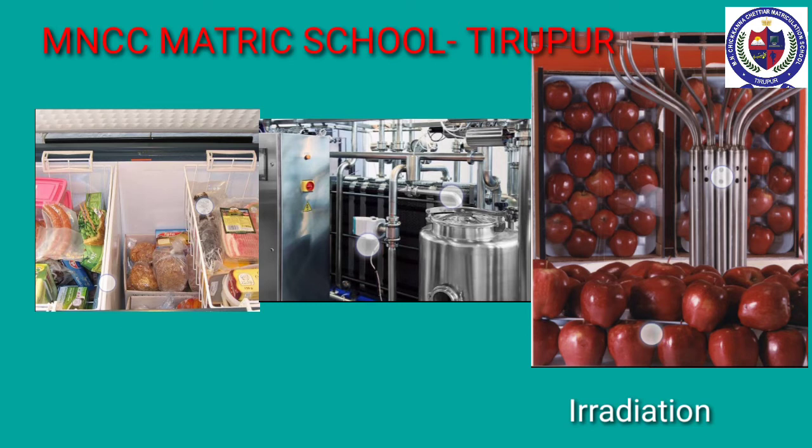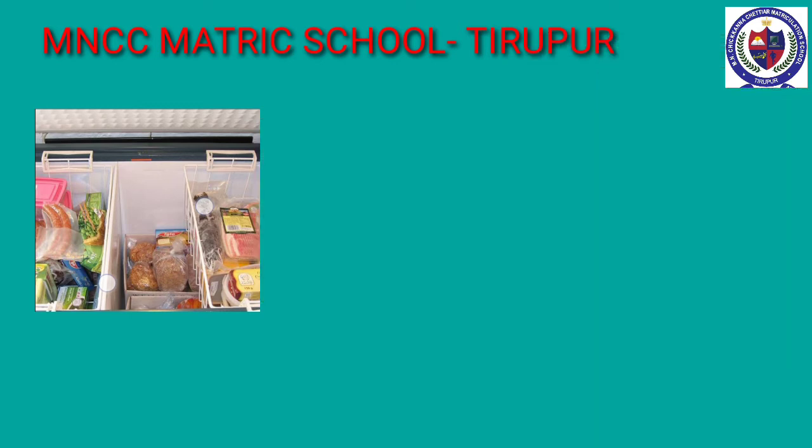At low temperature. Preserving the food products at low temperature slows down the biological and chemical reactions and prevents its spoilage. Freezing. Freezing is one of the widely used methods of food preservation. This process involves storing the food below 0 degrees Celsius at which microorganisms cannot grow. Chemical reactions are reduced and metabolic reactions are also delayed.